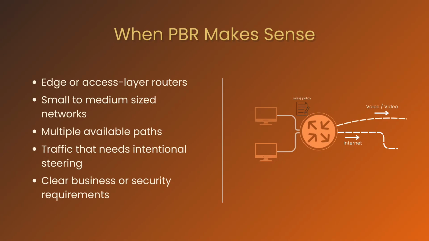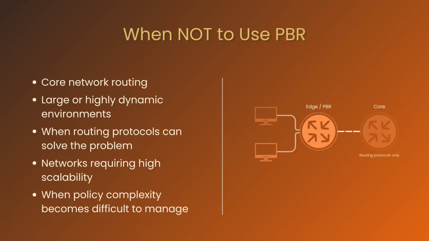Policy-based routing works best at the edge of the network, where traffic first enters the routing domain. It's commonly used in small to medium-sized environments where traffic requirements are clear and intentional. PBR is most effective when there are multiple available paths and a defined reason to steer traffic in a specific way. While policy-based routing is powerful, it's not designed for every situation.